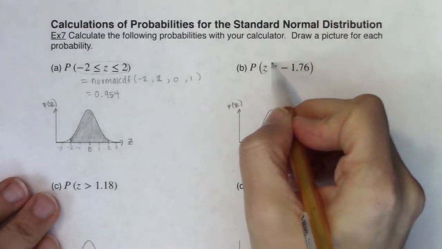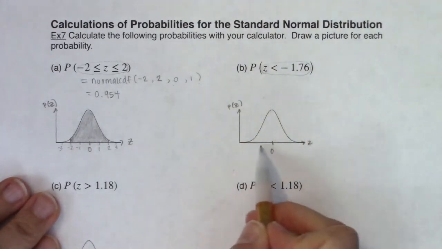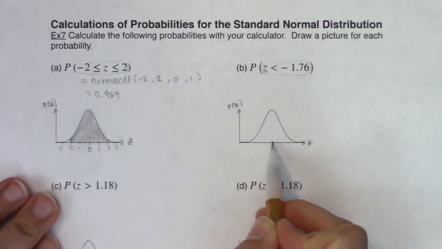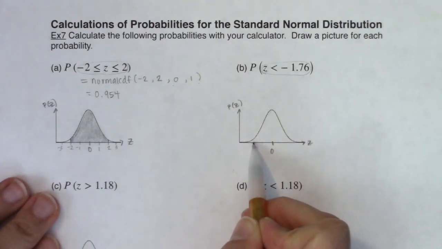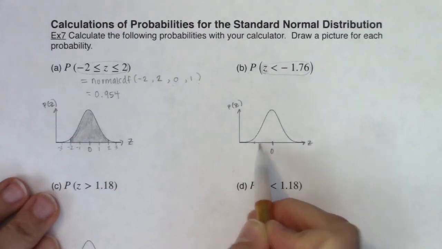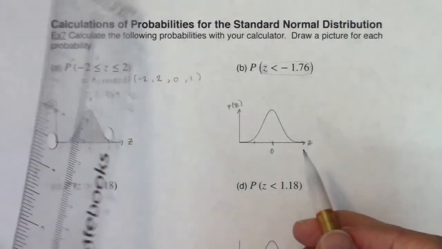And now let's think about where negative 1.76 lives. All right, so on my z-axis, if I wanted to head to negative 1.76, I would head left of zero. Right around here is negative one. Right around here is negative two. So I'm thinking that negative 1.76 is right around there. That seems like a good guess. So let me go write that in.